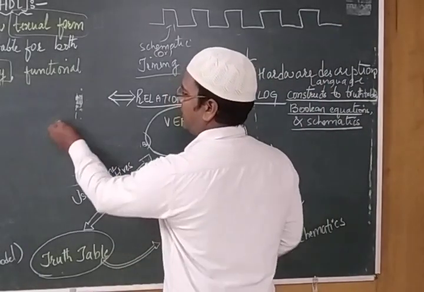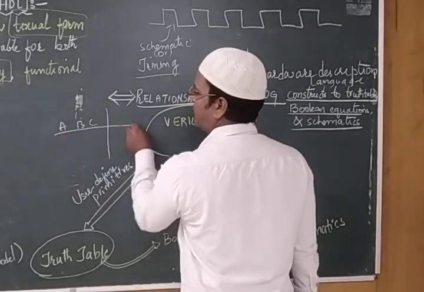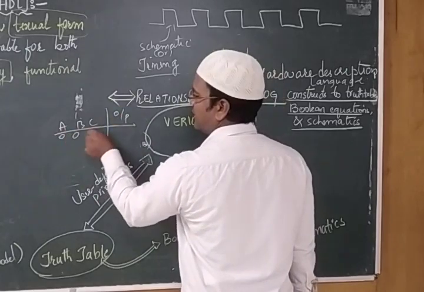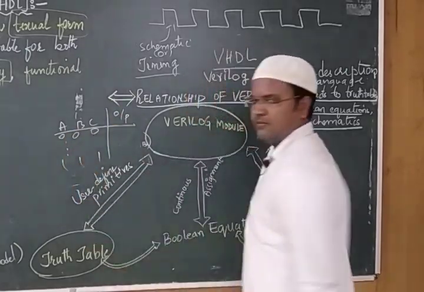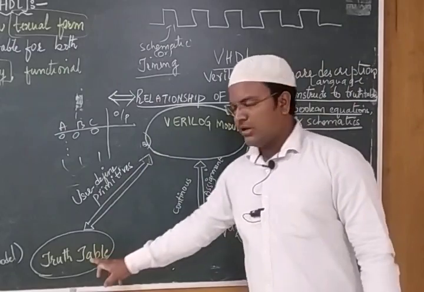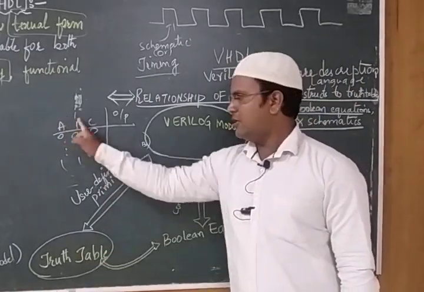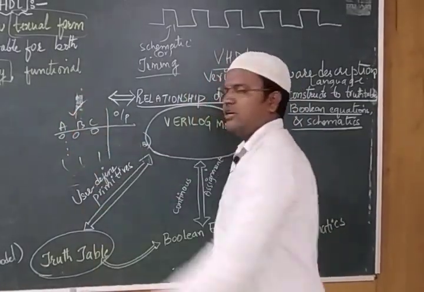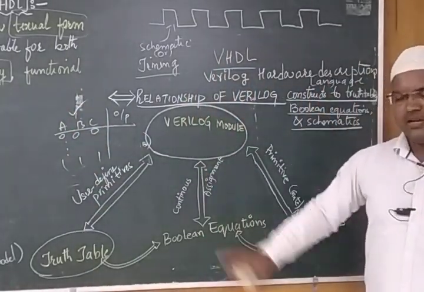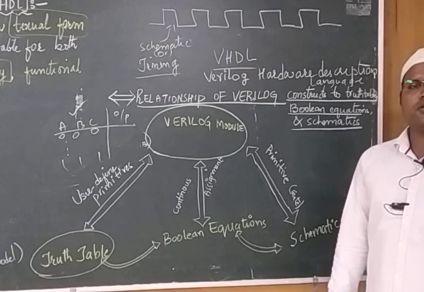If I have A, B, C like this, I'll write the output for it. So this is the combination I'll take, 0, 0, 1 till 1, 1, 1. The Verilog code is going to correlate with the truth table by using user defined primitives. By using that, it is going to correlate with the truth table.